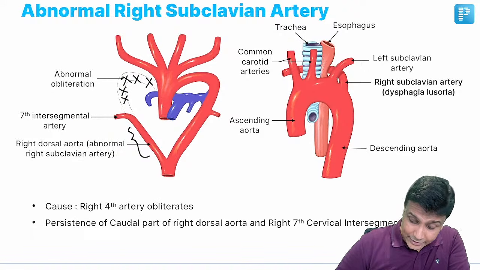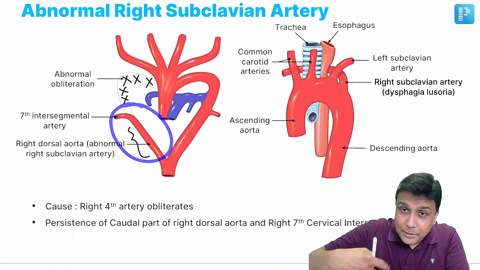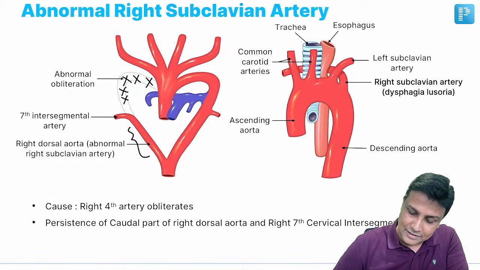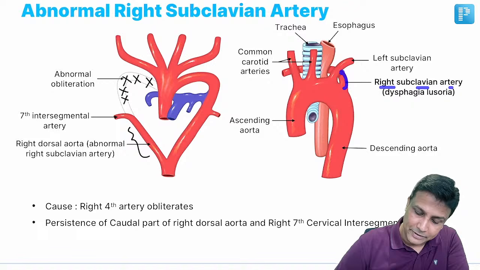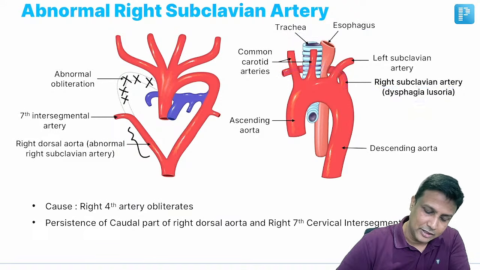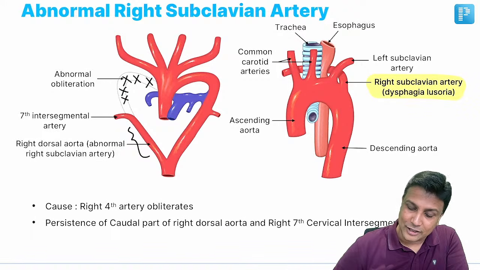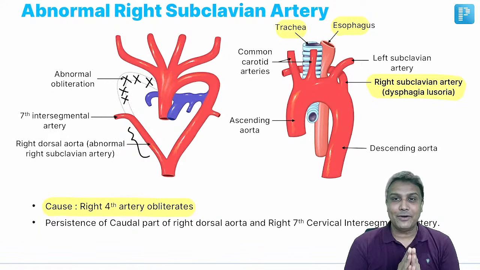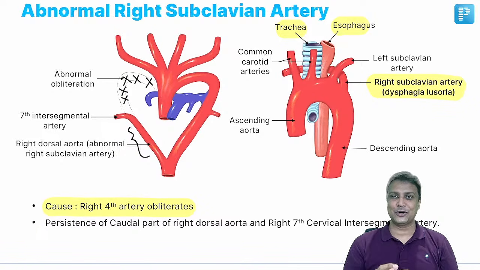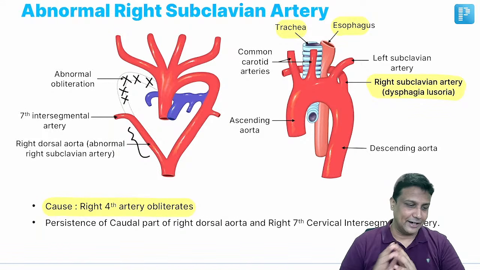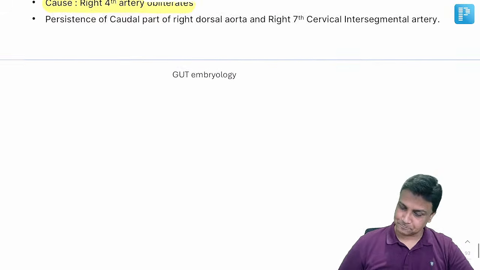So now what will happen? Now this artery is going to come from behind the trachea and the esophagus here. You can clearly see that the abnormal right subclavian artery is coming from behind the trachea and esophagus and compressing them. And this condition here is dysphagia lusoria. Are you understanding? So the abnormal right subclavian artery, that is dysphagia lusoria, is because of the obliterated right fourth arch artery. The right fourth arch artery is obliterated, sir.